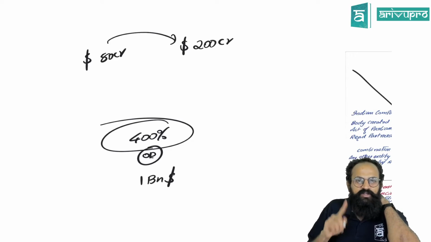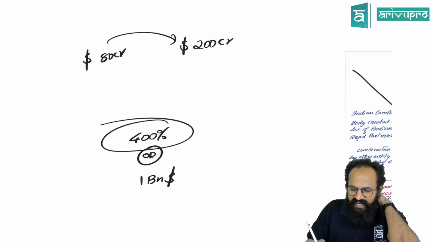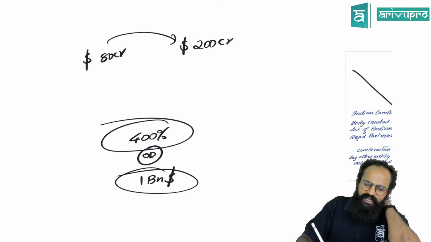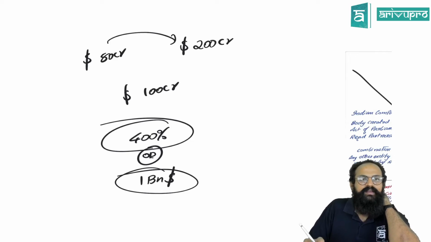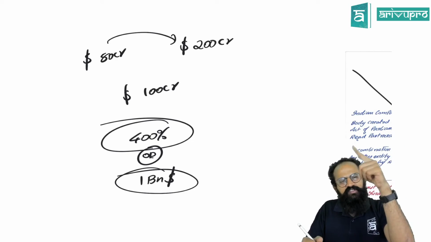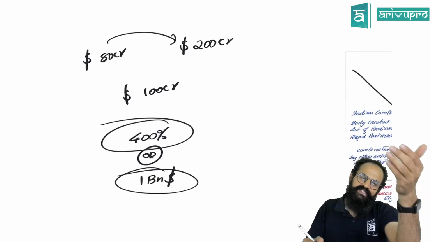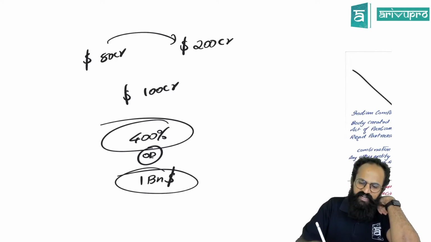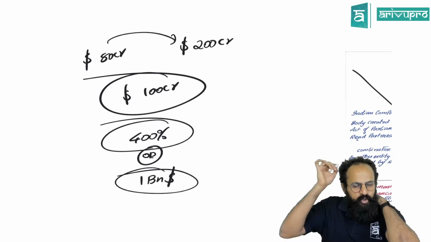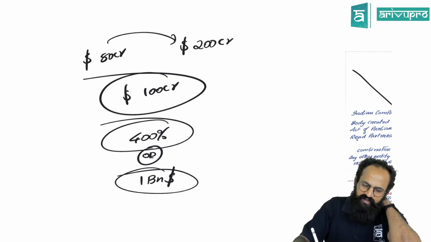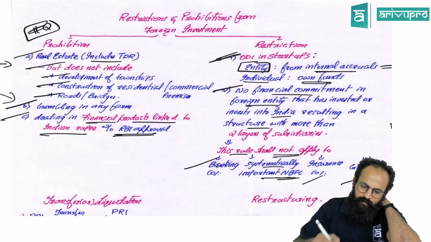However, people, if the 4 times exceeds $1 billion, you need to take RBI approval. $1 billion means, people, 100 crore dollars. So, sir, your 400% is coming to 200 crore. The law is telling people, even though you are investing within your limit, if it exceeds 100 crore dollars, you will have to take RBI approval. Understood? That is what is given under RBI approval.